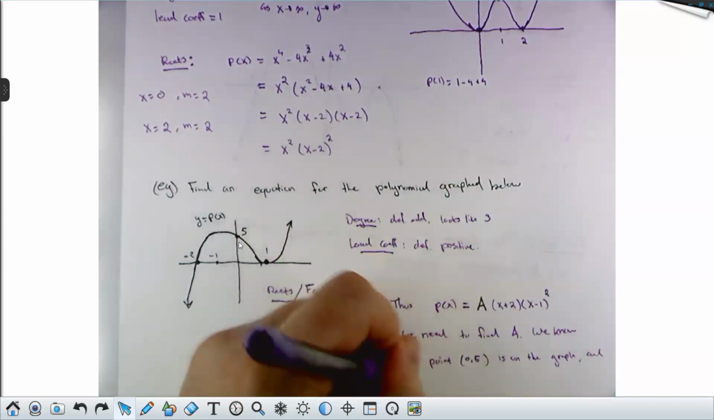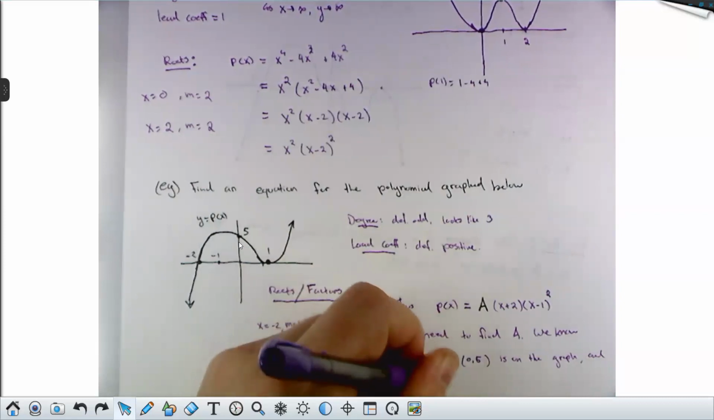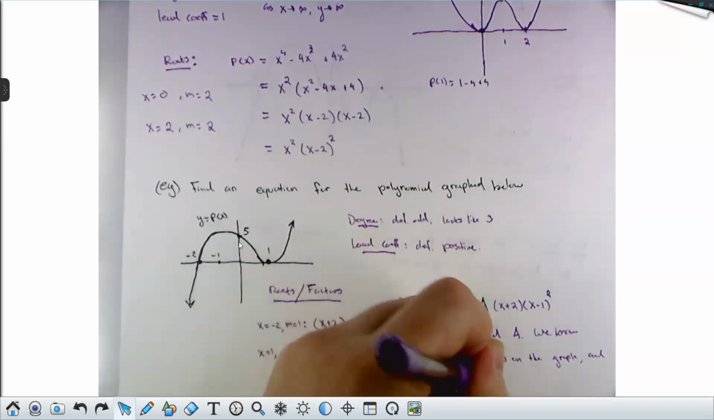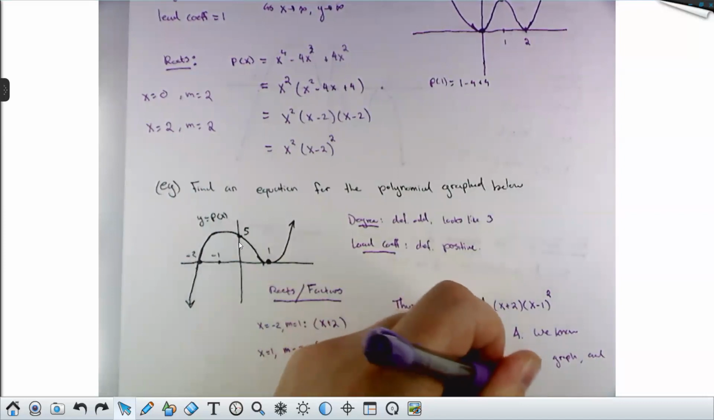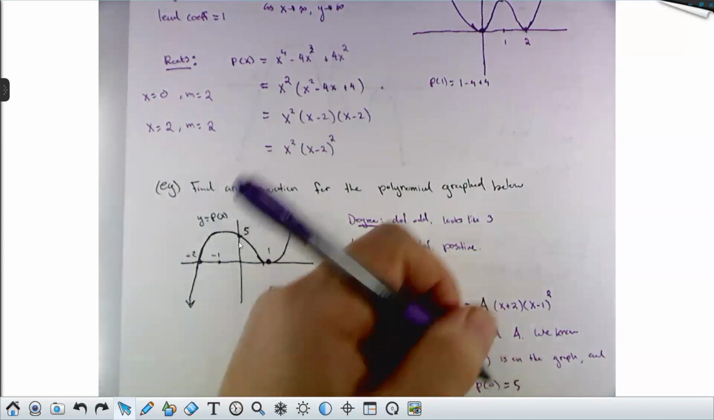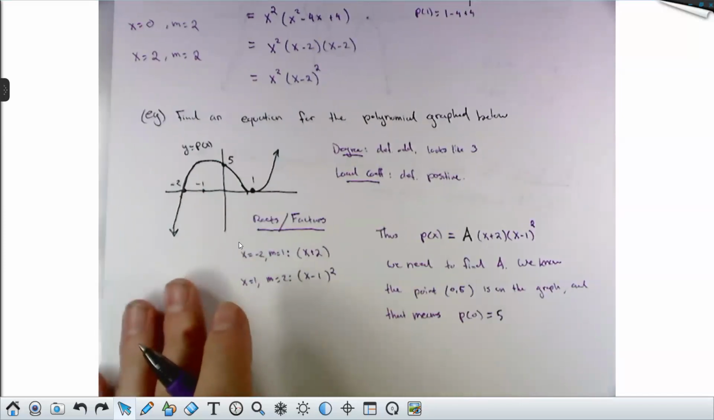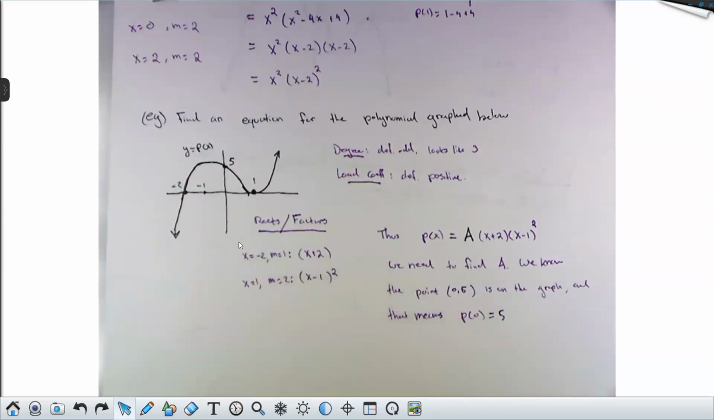And that means P of 0 is equal to 5, right? A comma B, remember the original TFAE, the first TFAE theorem we had this semester? A comma B is on the graph of F means F of A equals B. Well, here's the point 0, 5. It's on the graph of the polynomial P of X. So that means P of 0 has to be equal to 5. This is where I'm using that y-intercept.